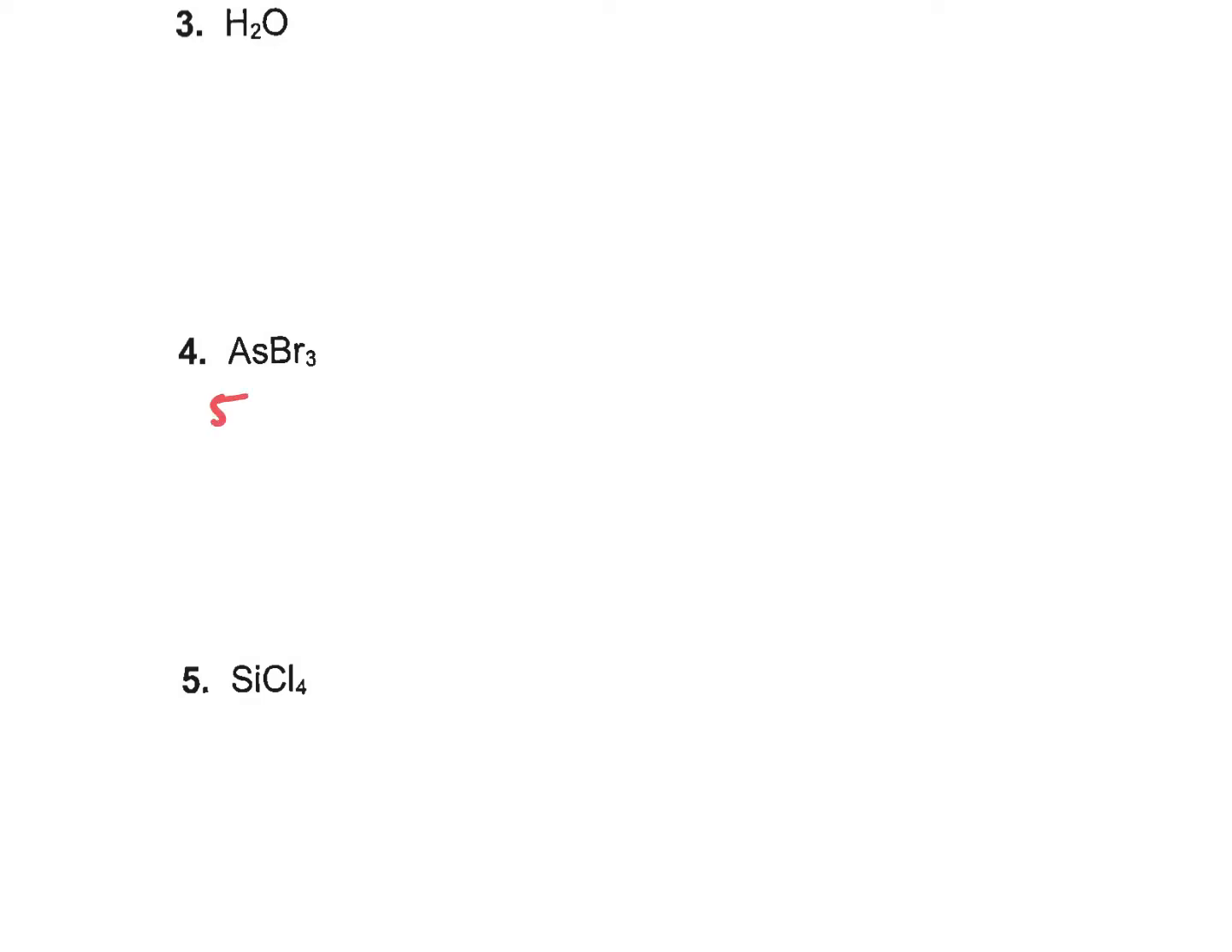Here's arsenic tribromide. Okay, so we could do this one. Arsenic is in the same family as nitrogen, so it's going to have 5 valence electrons. All right, so let's write this out. Arsenic has 5 valence electrons. Bromine each has 7, so 7 times 3 is 21. So that's going to be a total of 26 valence electrons. Arsenic would be in the middle. Okay, bromines are going to be around the arsenic, Br, Br, Br.